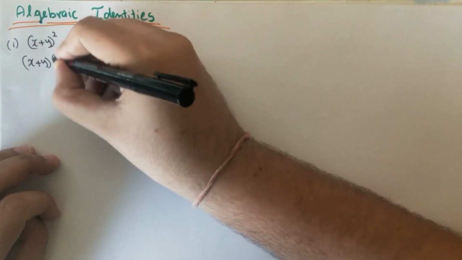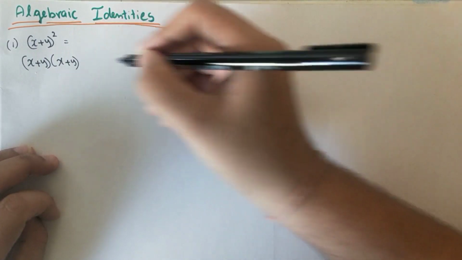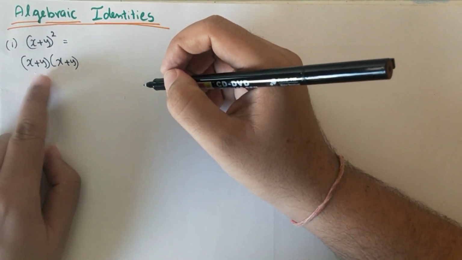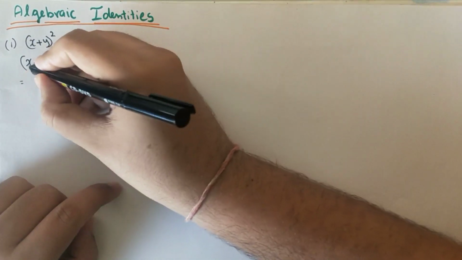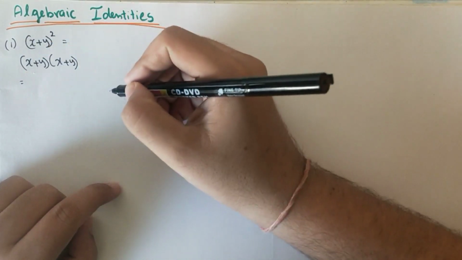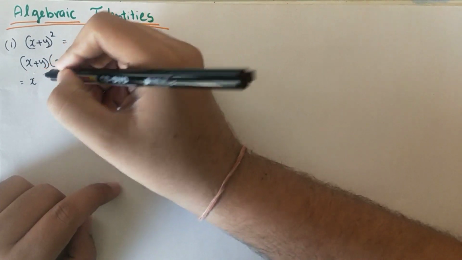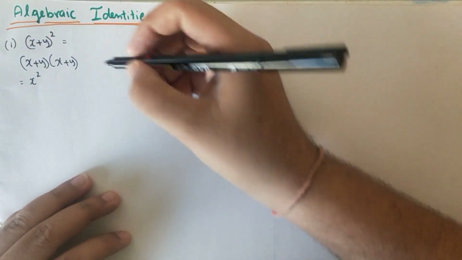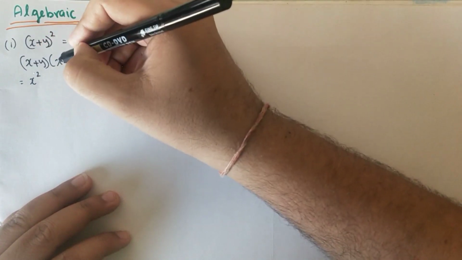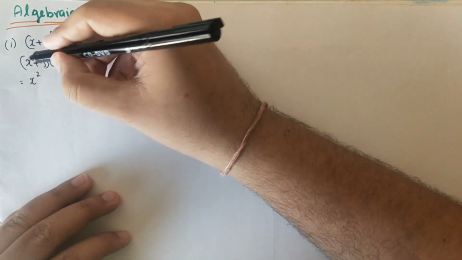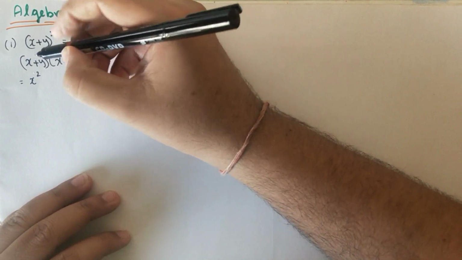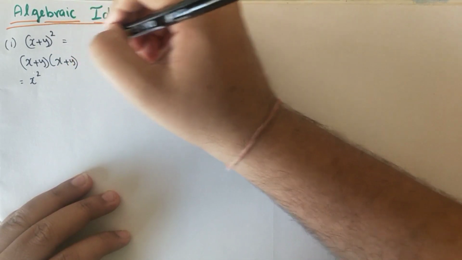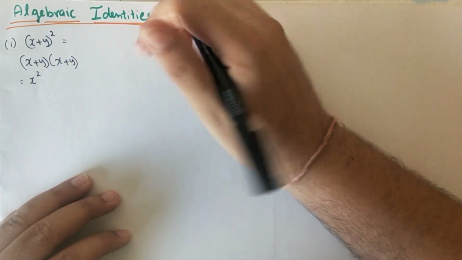Multiply X plus Y with X plus Y. If you multiply X plus Y with X plus Y, that means you are doing X plus Y whole square. So the first term of the first bracket with the first term of the second bracket, that is X square. X into X is X square. See, X plus Y whole square means you have to multiply X plus Y 2 times. So I am multiplying them and I will be getting an answer which will be written over here.